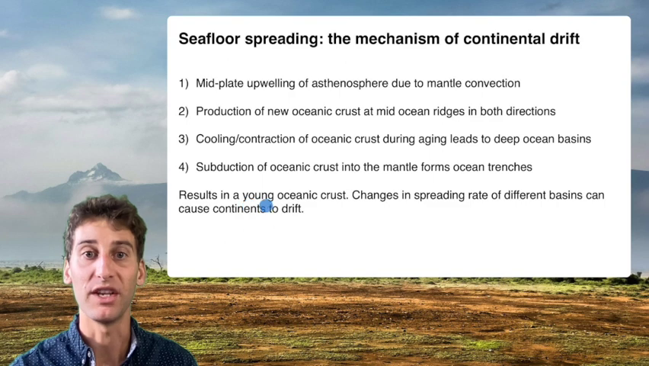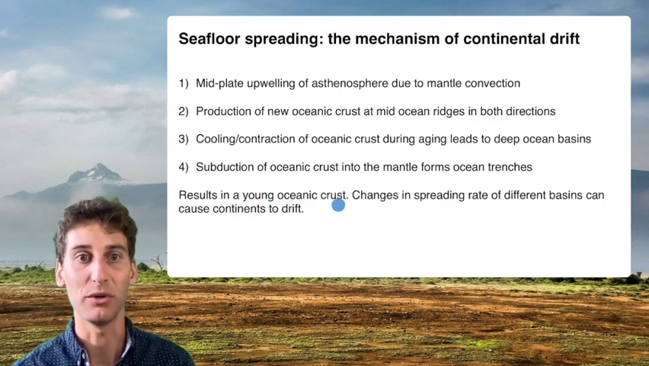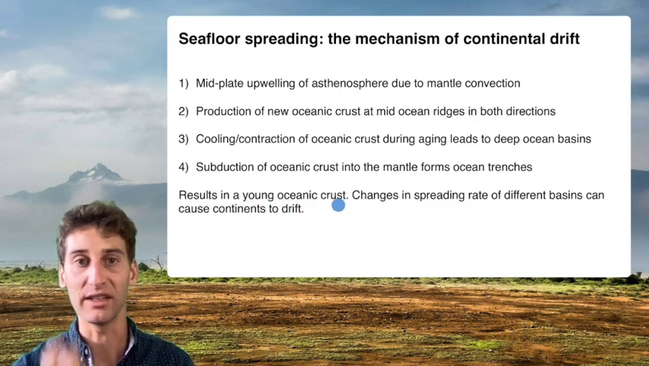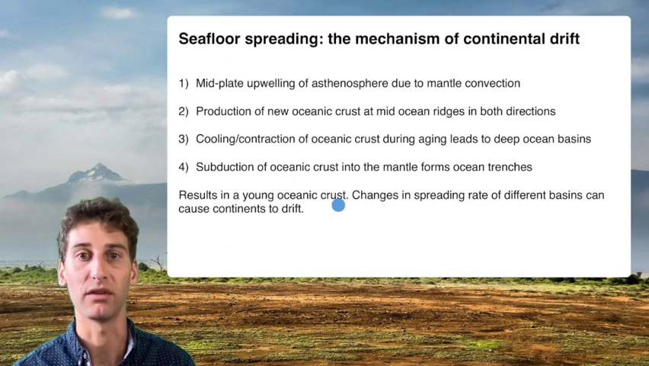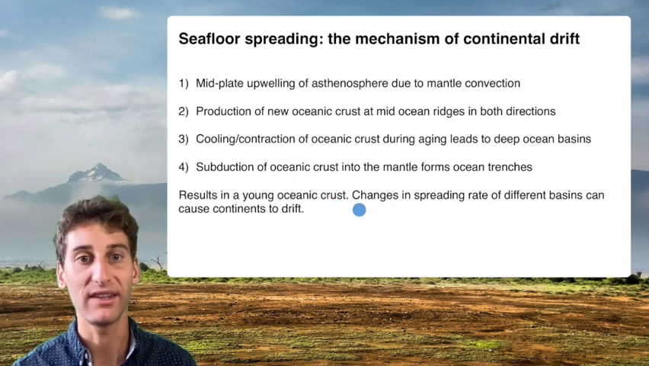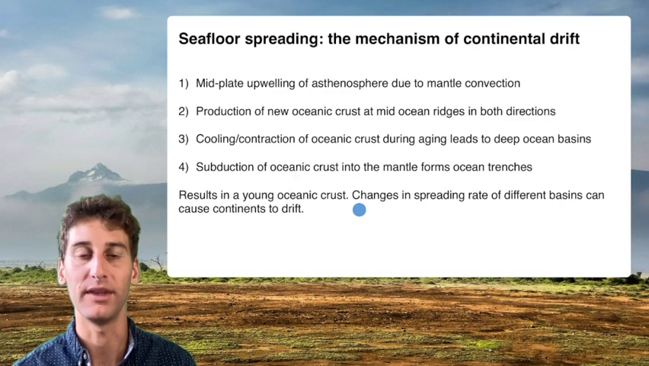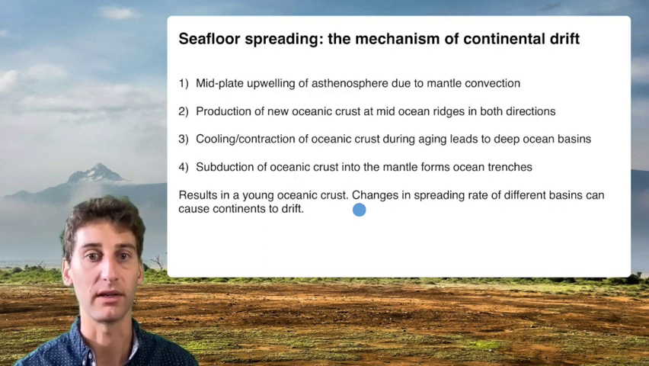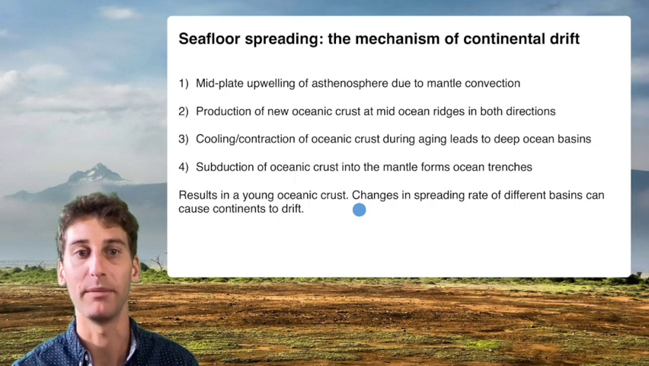So this results in a young ocean crust compared to the continents because you have this constant generation and then recycling, or removal, of old ocean crust. And it's changes in the rates and potentially the location of these spreading centers that can cause continents to drift and change direction, to come apart and come together again.